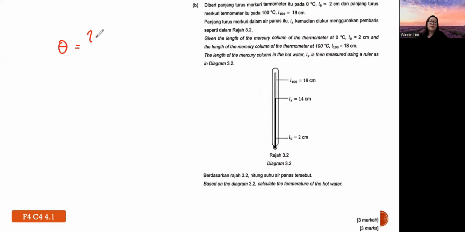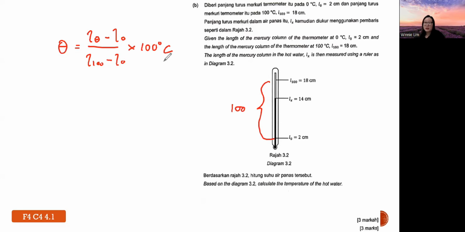Now you will have L theta minus L0 over L100 minus L0 times 100 degrees Celsius. So this is the idea behind it. Now, why do we need to minus L0? I will tell students, because from here to here, the idea is 100 divisions and 100 degrees Celsius as well. That's why one division in the thermometer is 1 degree Celsius. So we need to eliminate the 2 cm of the L0. So now it will be easier.